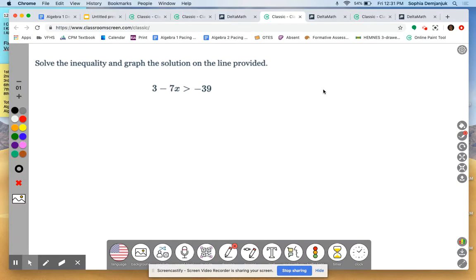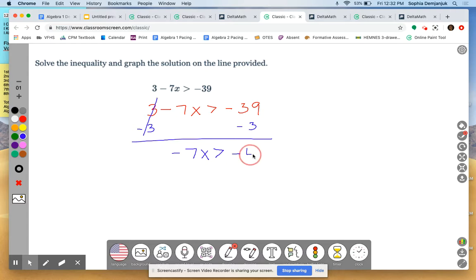Let's do 2 more examples. So for the second one, we start out with 3 minus 7x is greater than -39. I want to get my x by itself, so I need to get the 3 to the other side. My 3 is positive, so to get it to the other side, I'll have to subtract. 3 minus 3 cancels out. On the left-hand side, I'm left with -7x is greater than. On the right-hand side, I have -39 minus 3 to give me -42.